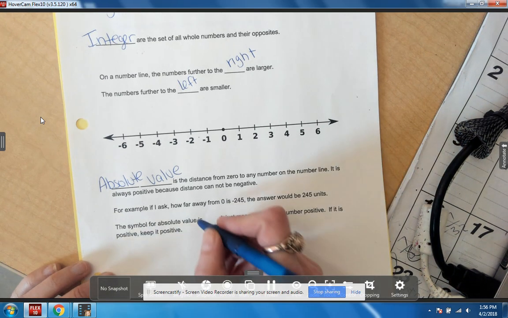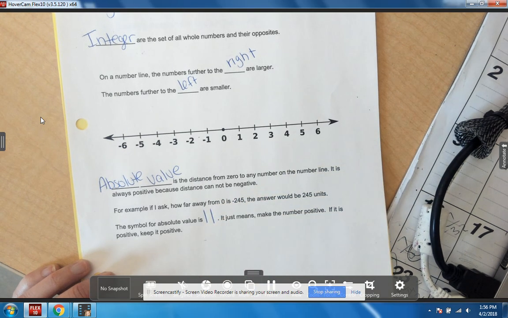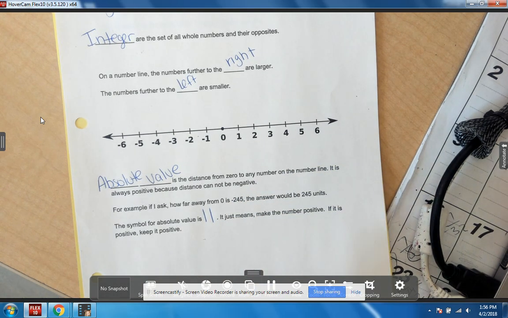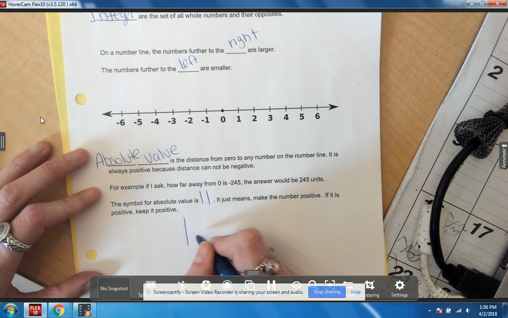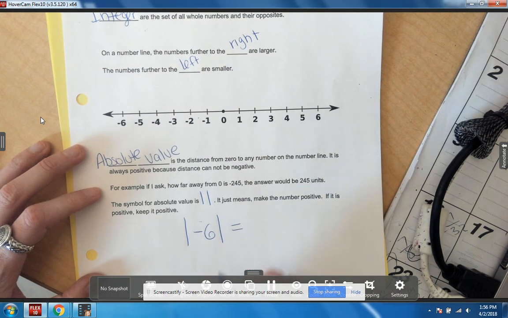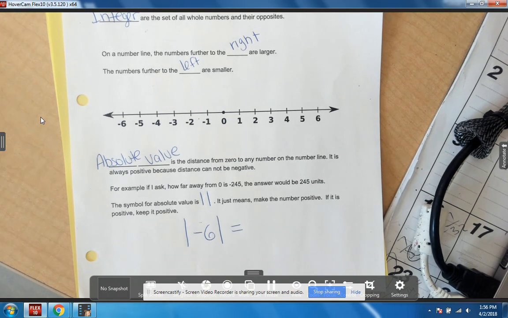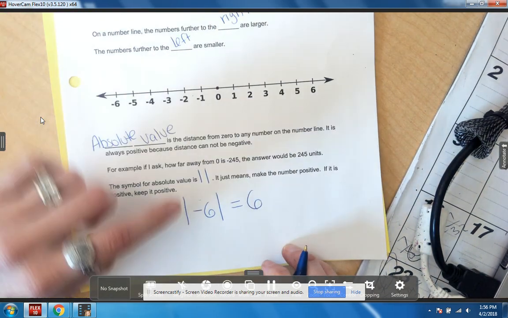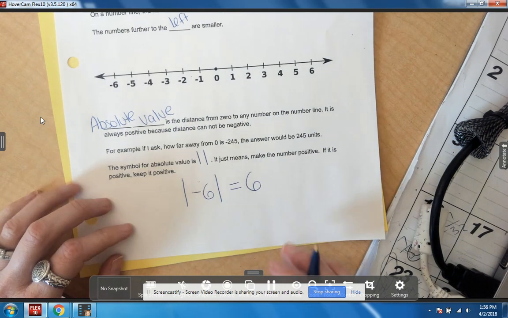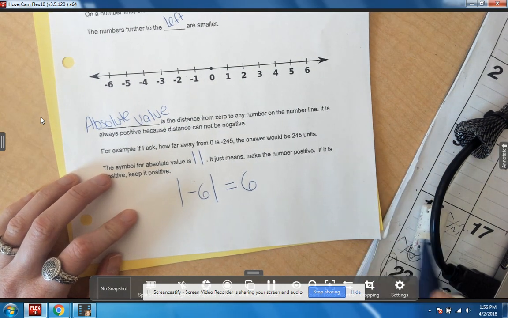The symbol for absolute value looks like two parallel lines, and you would put the number in between it. So when you see two parallel lines around a number, it means make that number positive. If it's a positive number, then you would just keep it positive. So for example, if you saw this, that means how far away from 0 is -6, which is 6. So basically, you take whatever is inside and you make it positive. If it already is positive, you keep it positive.